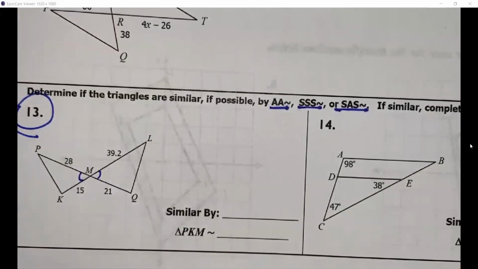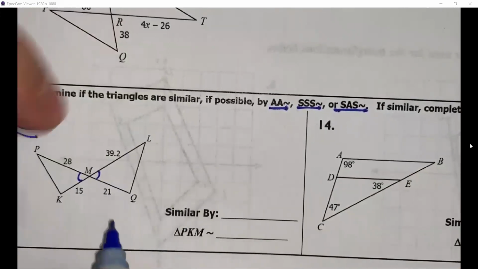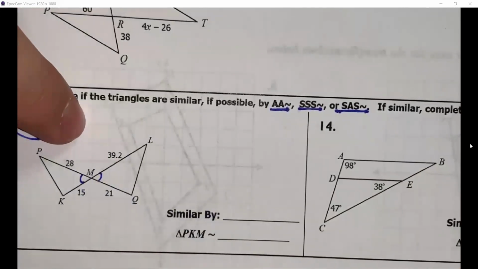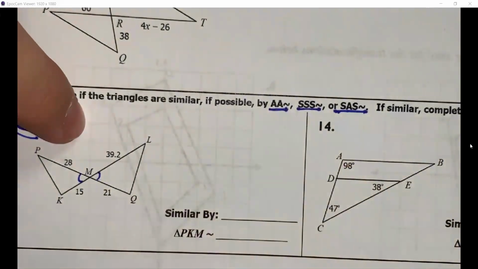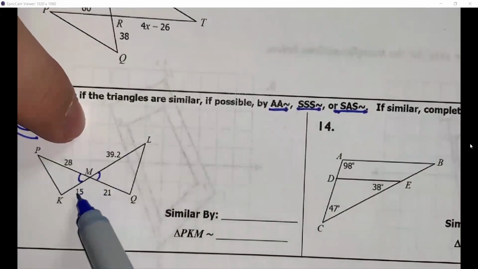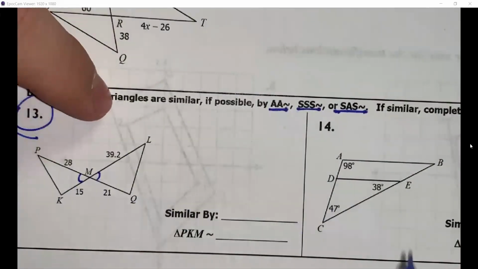Okay, so one of the things I'll tell you right now is you can make a ratio of 28 over 39.2. And you can also make a ratio of 15 over 21. But believe it or not, you can also do a ratio of 15 over 39.2 versus 28 over 21, right? So let's go ahead and do that.